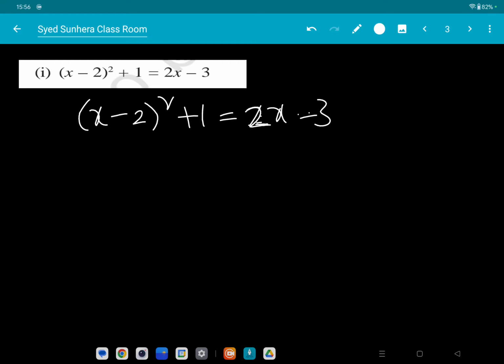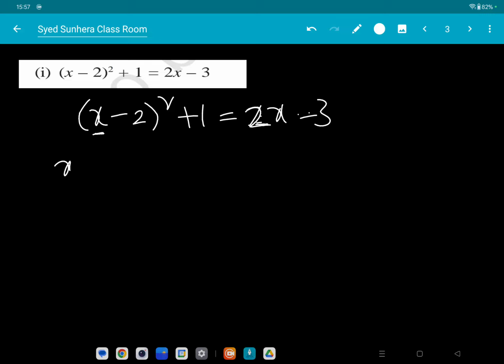First we need to check if the highest power, which means the power, should be for x only. But here it was for the whole one, x minus 2. For that we need to solve. We are going to simplify this equation. How can we simplify? Here it is in the a minus b whole square formula. What is the formula for a minus b whole square? It is a square plus b square minus 2ab. So we will substitute it.